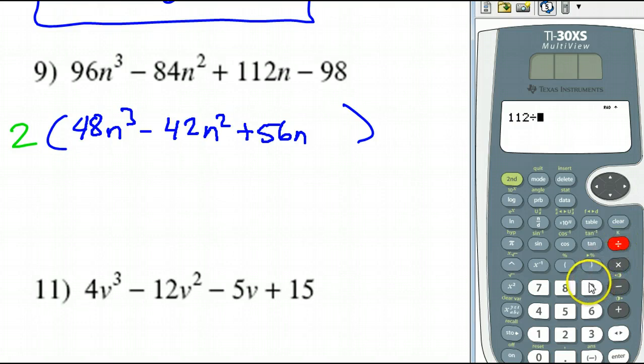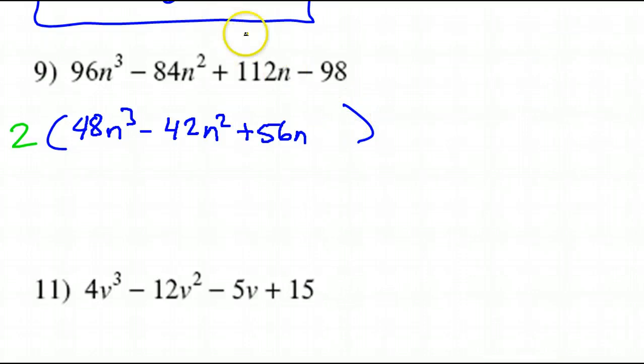Whoa, I fell asleep for a second there. 112 divided by 2. That's 56, like I thought, okay? And 98 divided by 2 is 49. Okay, so I might need a little bit more space. Now I'll squeeze it in. So minus 49. Okay, there. I divided everything by 2.